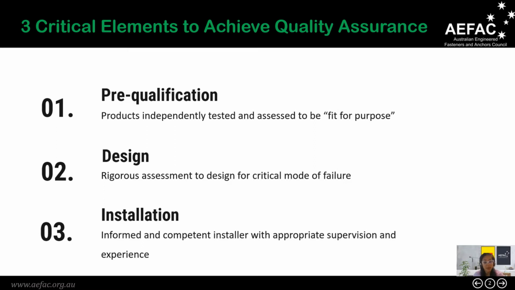The second item in the quality assurance framework is the design. The anchor needs to undergo a robust design to ensure that all potential failure modes have been considered, and the design is being done for the critical failure mode. Last but not least, which tends to be the weak link in the quality assurance framework, is proper installation. Many failures have occurred in the past due to poor installation practices. So these are the three critical elements to achieve quality assurance for anchors.